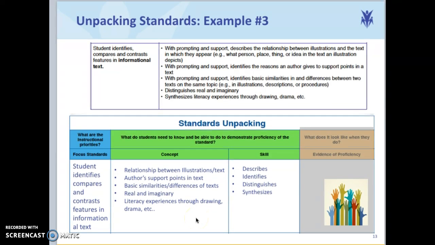These are what students need to do by the end of kindergarten. This is what we are assessing and monitoring progress in kindergarten. These are the skills, the standards.